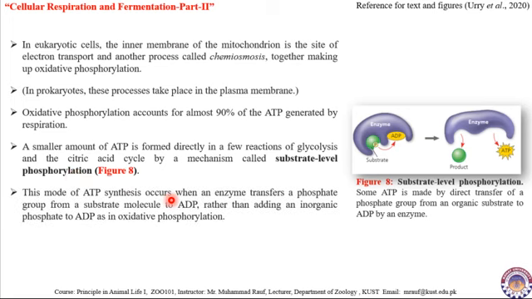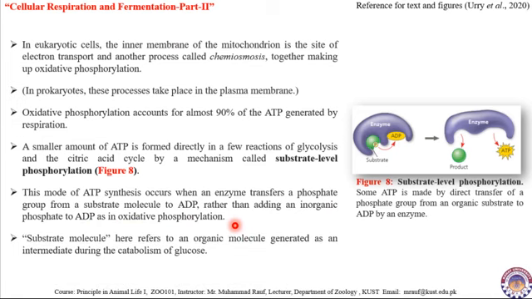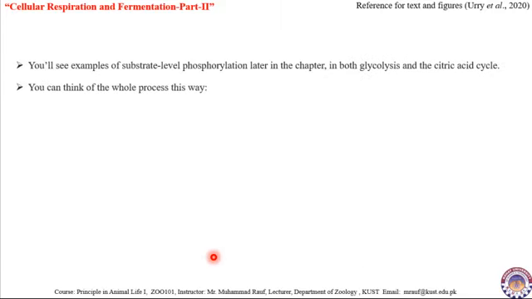Now this mode of ATP synthesis occurs when an enzyme transfers a phosphate group from a substrate molecule to ADP rather than adding an inorganic phosphate to ADP as in oxidative phosphorylation. So substrate molecule here refers to an organic molecule generated as an intermediate during the catabolism of glucose. You will see examples of substrate level phosphorylation later in this chapter during our lectures on glycolysis and electron transport chain. You can think of the whole process this way.